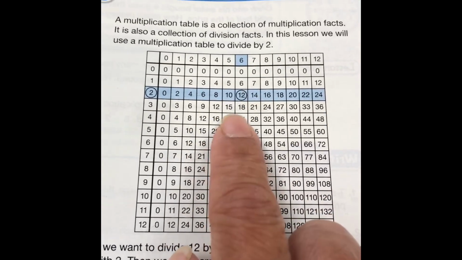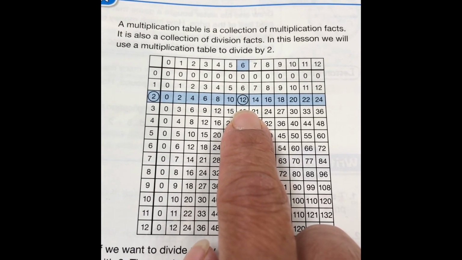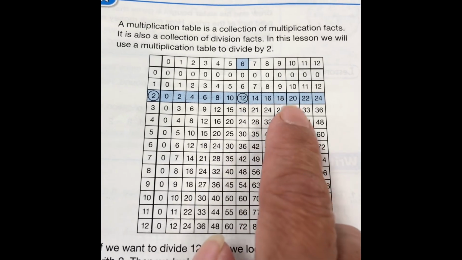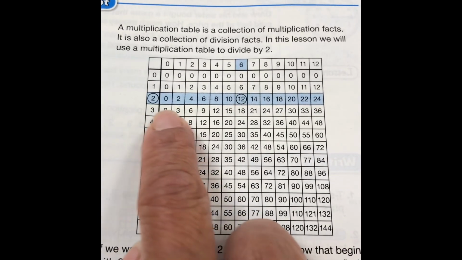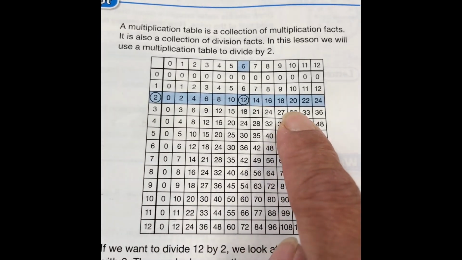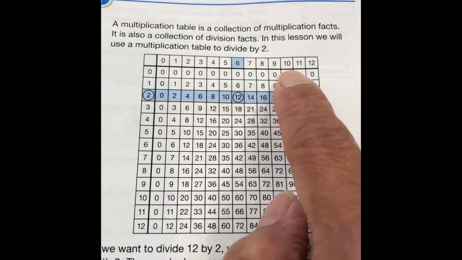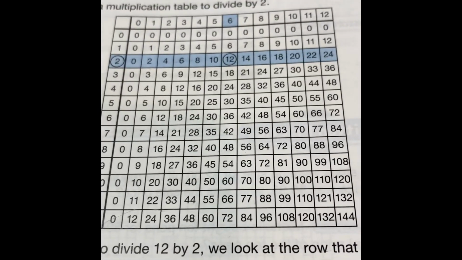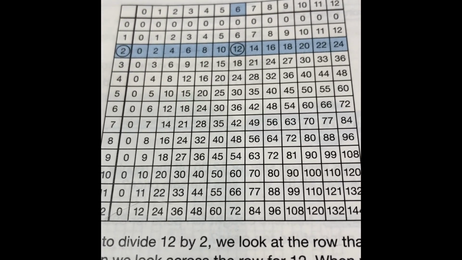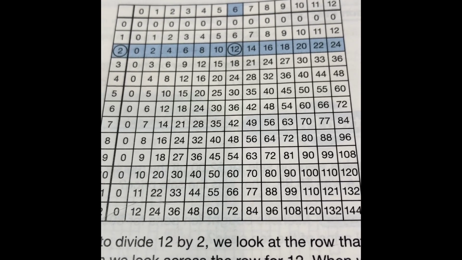That would be the same as if I wanted to find half of 20. I would start at the 2, go all the way down to 20, find the top of that column, and the answer is 10. So half of 20 is 10. Or 20 divided by 2 is 10. And 12 divided by 2 is 6.